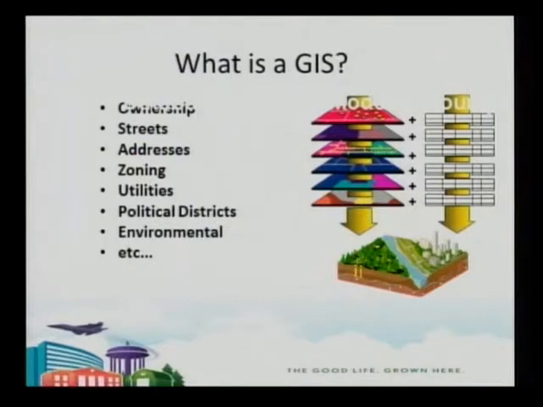We have what is a GIS, different types of layers that we capture here. It's just layers of information like property ownership, street information, addressing information, zoning, utilities, political districts, environmental issues, soil characteristics. It's different types of layers of data that are utilized in the GIS.